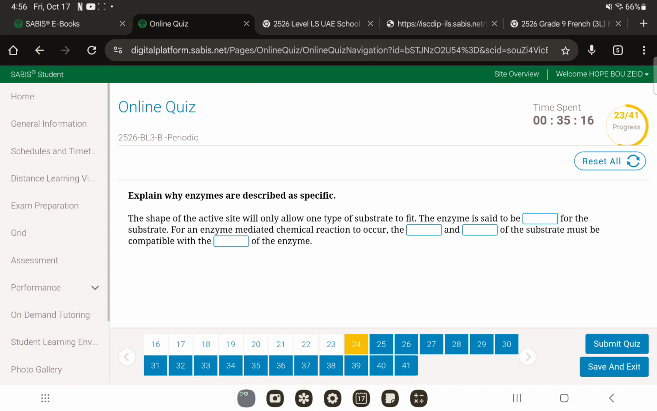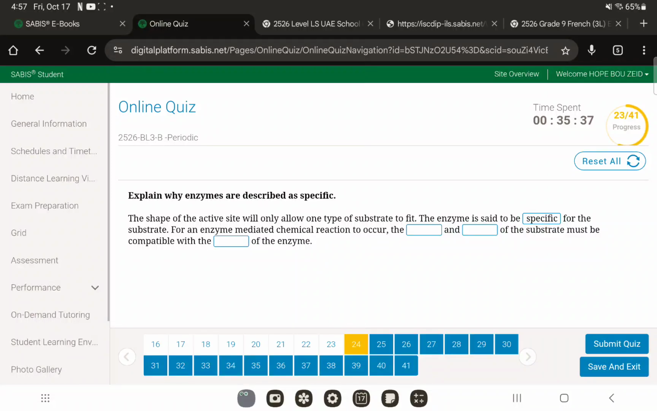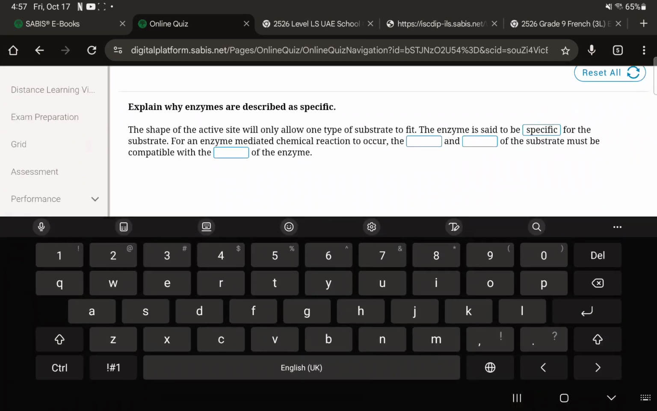The shape of the active site will only allow one type of substrate to fit. The enzyme is said to be specific. For an enzyme-mediated reaction to occur, the blank and blank of the substrate must be compatible with the blank of the enzyme.